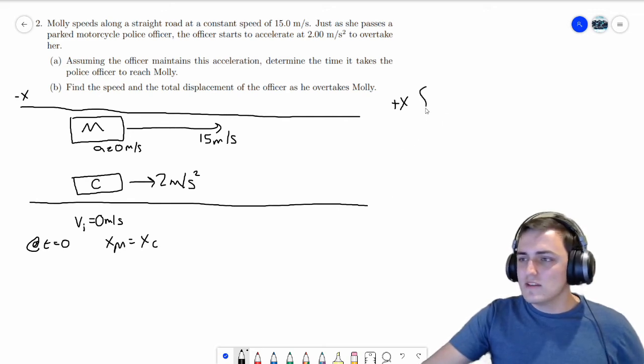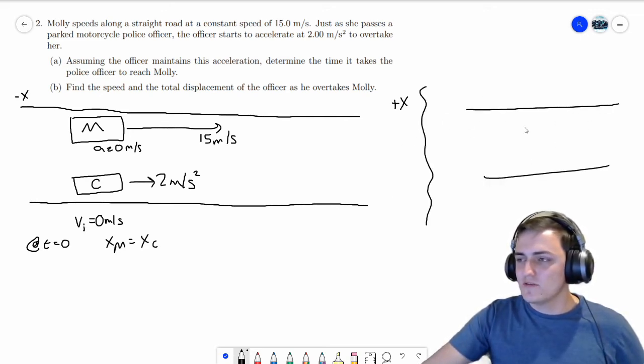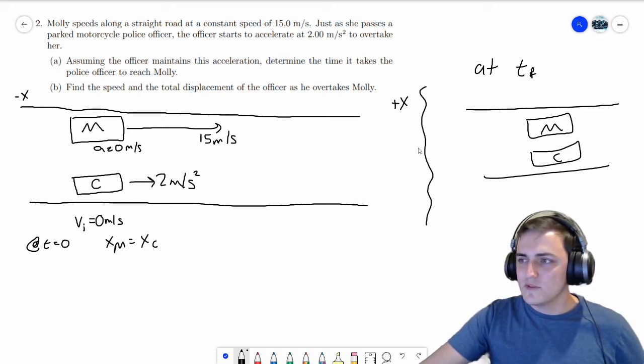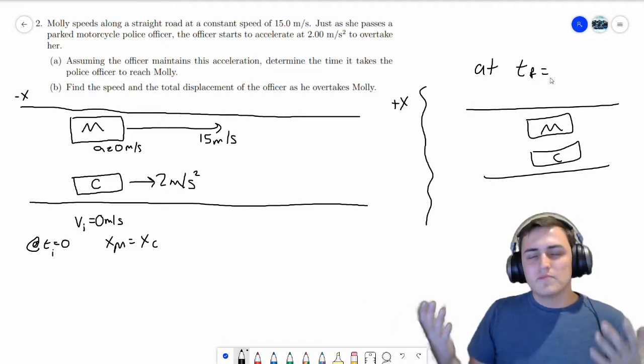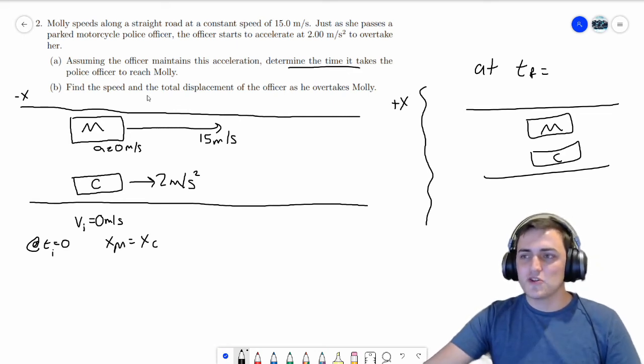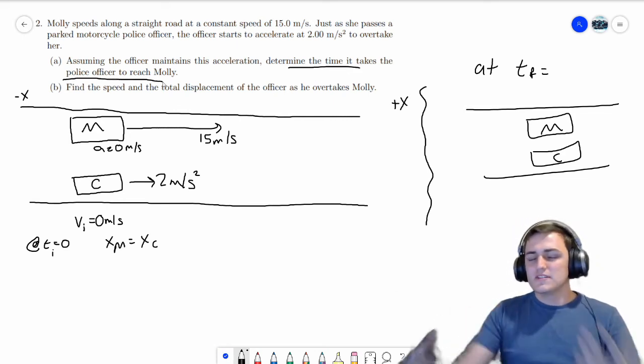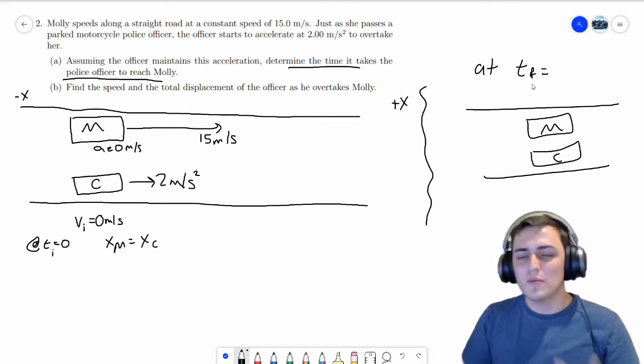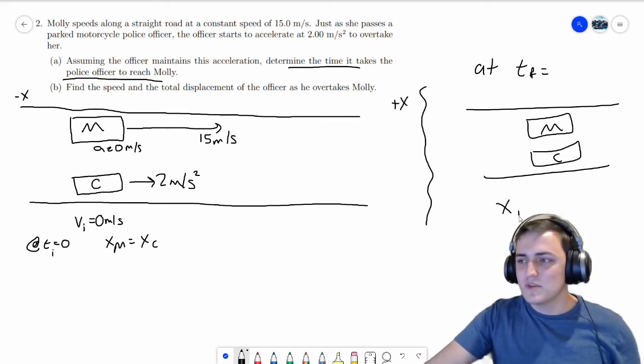And we can draw another picture, down the road, where the cop car has now caught up to Molly. At T final, let's put an F, and we'll go back and put an I on T initial. T final equals, well, we don't know it. We don't really know what the final time is, but we know there is a time when the cop will catch Molly. That's part A, determine the time it takes to reach Molly. So we're going to see what is TF when the cop and Molly have the same position.